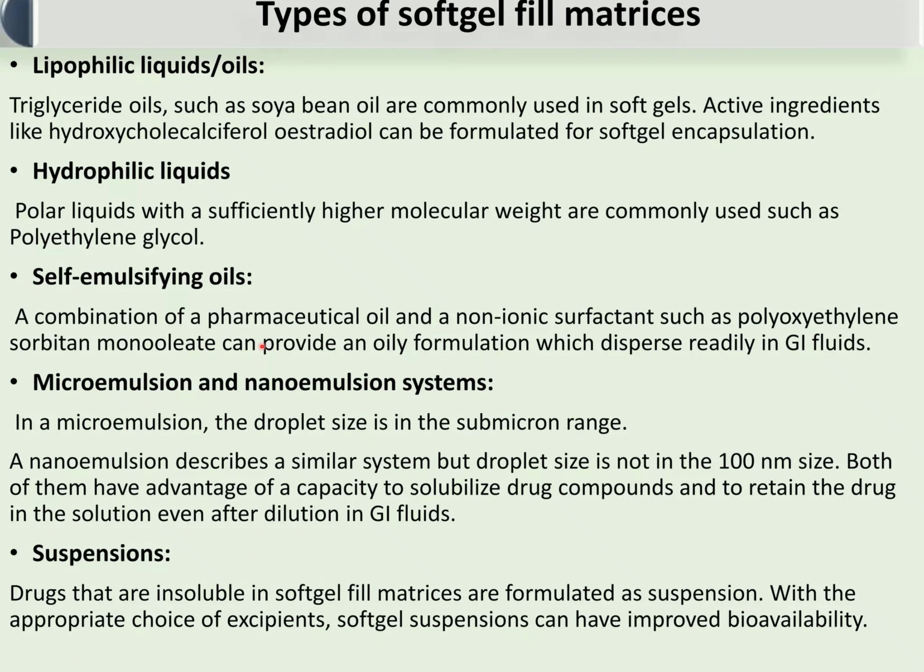Self-emulsifying oils: a combination of pharmaceutical oil and non-ionic surfactant such as polyoxyethylene sorbitan monooleate can provide an oily formulation which disperses readily in the GI fluid. Then microemulsion or nanoemulsion. In a microemulsion, the droplet size is in the submicron range. A nanoemulsion describes a similar system, but the droplet size is in the 100 nanometer range. Both of them have the advantage of capacity to solubilize drug compounds and to retain the drug in solution even after dilution in GI fluids.